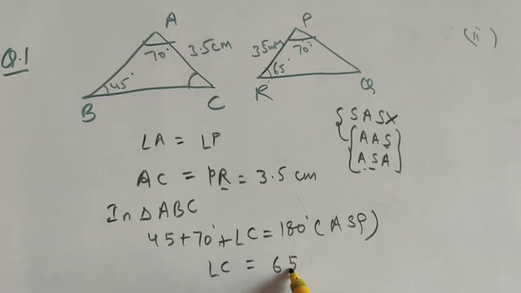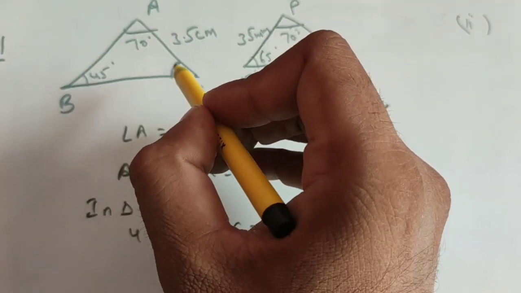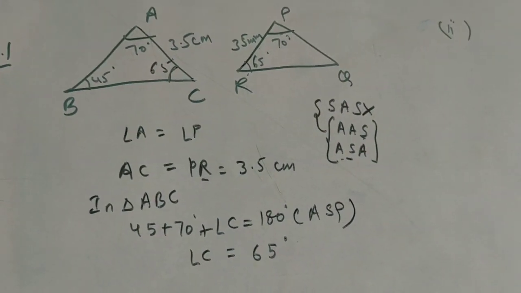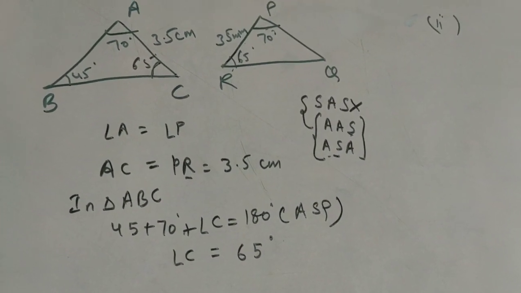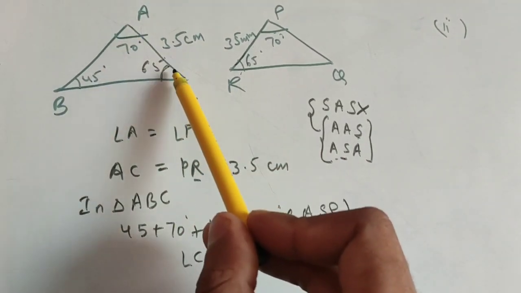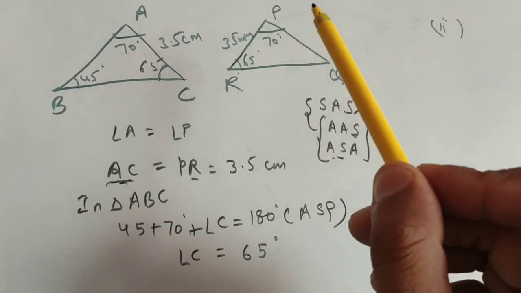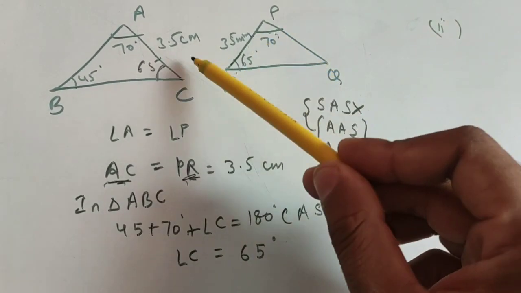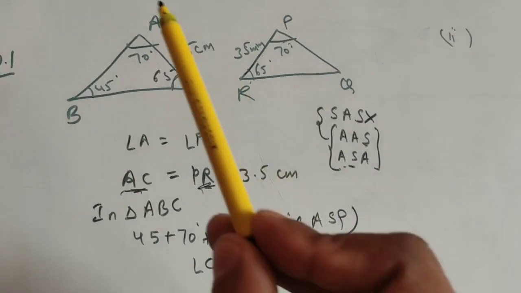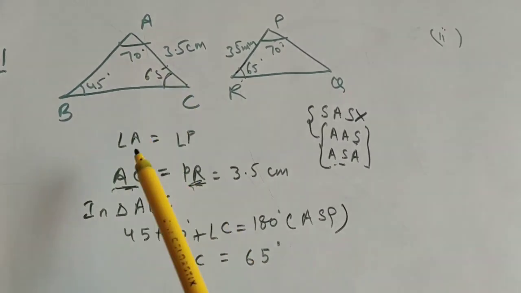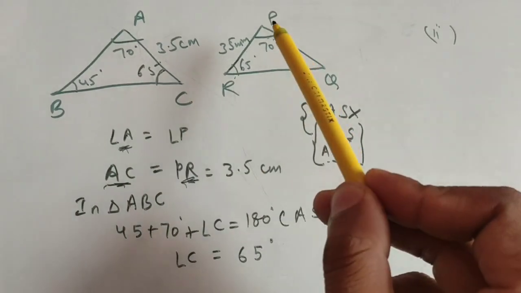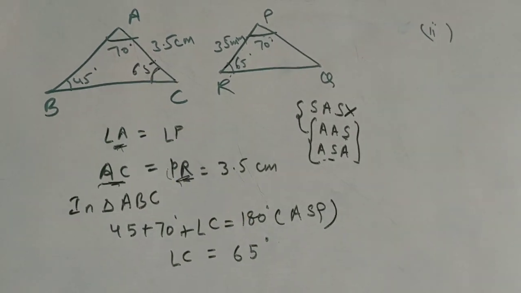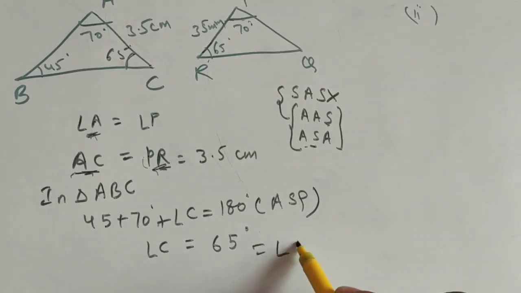Angle C will be how much? 65 degrees. So this angle is also 65 degrees. So you can see that on this line AC, the length AC is equal to PR here. The lengths of AC and PR are the same. On AC we have two angles, A and C. Angle A is equal to angle P, on length PR, and angle C is equal to angle R.